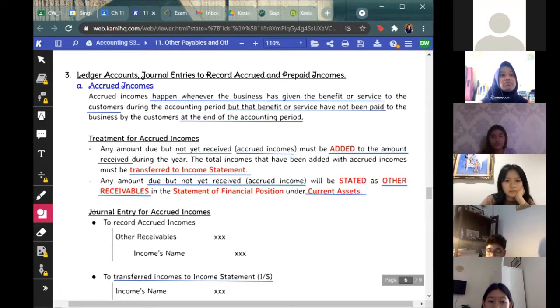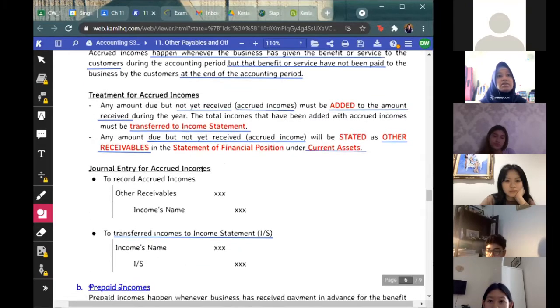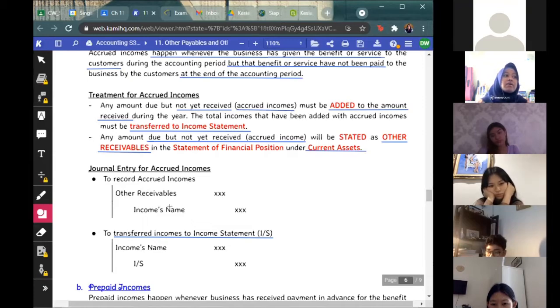Journal entry for accrued incomes. Since an accrued incomes is an asset, so we will record accrued incomes with other receivables in the debit side. And then on the opposite entries, or in the credit side, will be income's name. If you are in the commission received, then you will record commission received here. If you are in rent receivable or rent received account, then the income's name will be rent received. It depends on the name of the income itself.